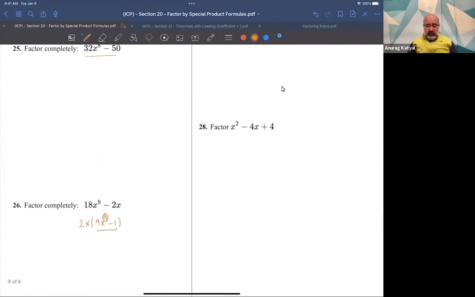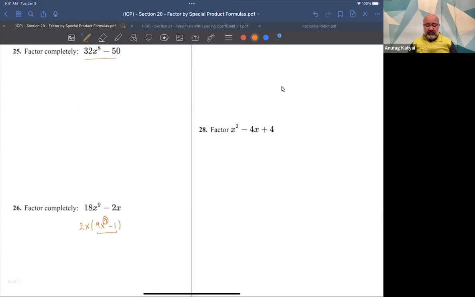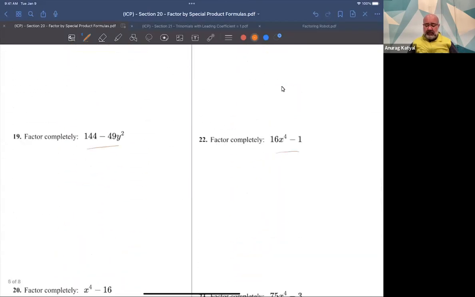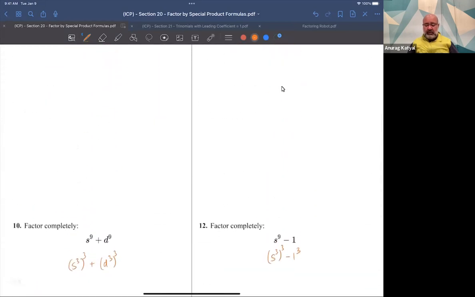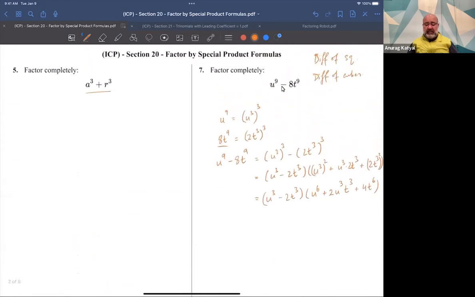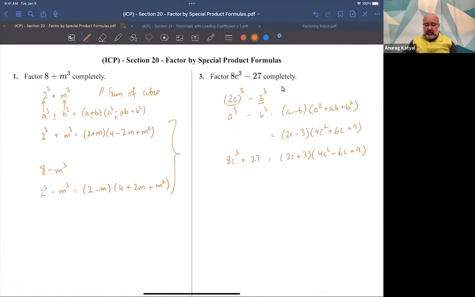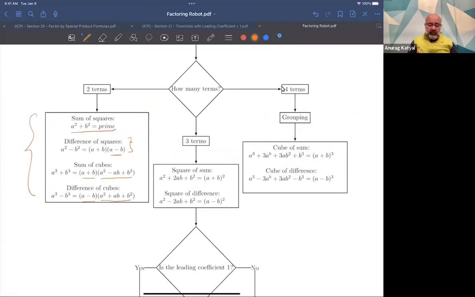Now, a couple of things to note. Everything up until 26 has had 2 terms. So all the problems until 26, you'll notice, I'm scrolling kind of quickly, but all of these questions have only had 2 terms in them. Which is why we only considered the formulas in that box, because these are all the formulas for 2-term problems. Now, the next couple of questions we're looking at are 3 terms. So with 3 terms, these are the 2 formulas we're going to be looking at. These are ones that we've actually seen before.